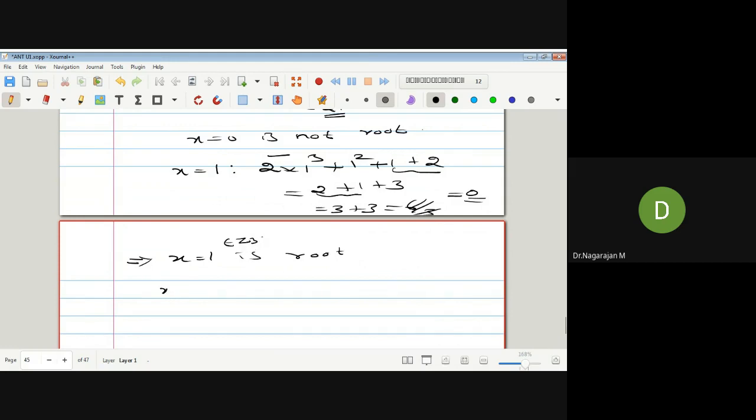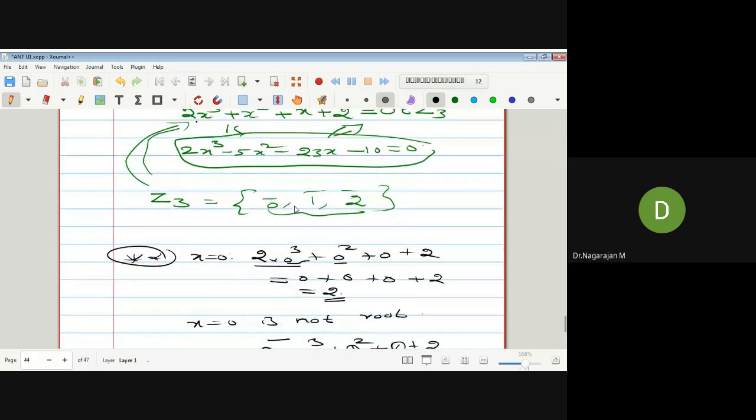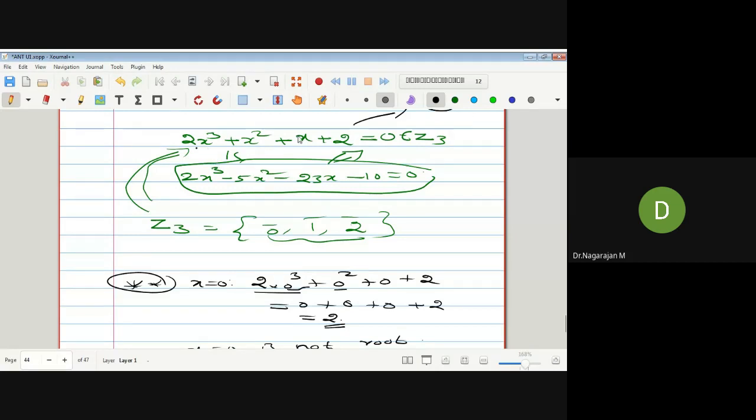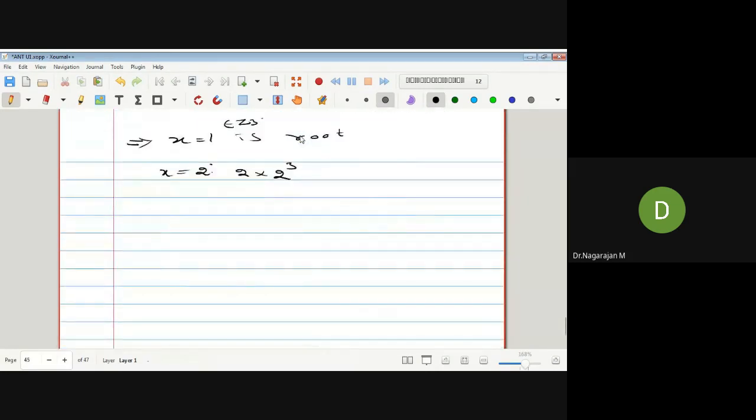So now we want to check x equal to 2. X equal to 2 means that 1 cube and 1 squared are replaced by 2 cube and 2 squared. Therefore, this is replaced by 2 cube, this by 2 squared, and this by 2. Then what is the result? 2 into 2 cube. What is the main equation? This is the main equation, and its converted equation is this one: 2 into 2 cube plus 2 squared plus 2 plus the last result, which is also 2.